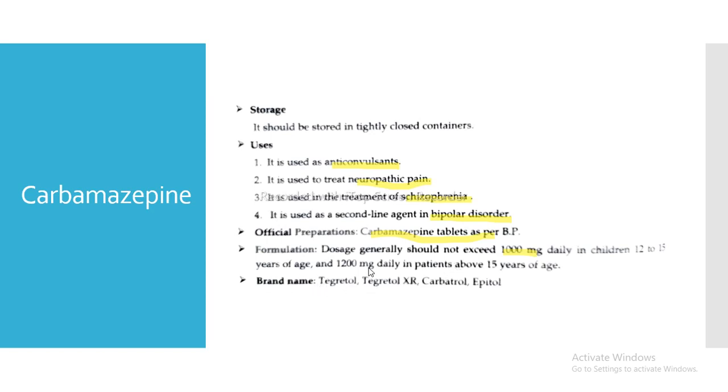Next, 1200 mg daily in patients above 15 years of age. For people above 15 years, you can give a 1200 mg tablet daily. Brand names are Tegretol and Tegretol XR, and then Carbatrol and Epitol. So these are the brand names of carbamazepine.